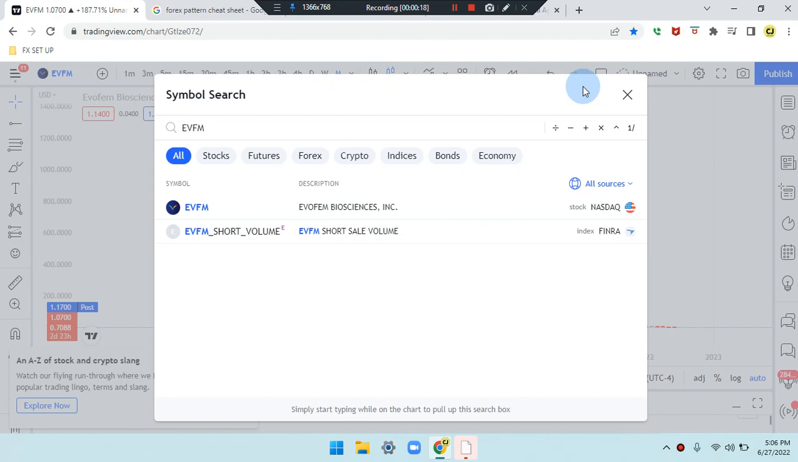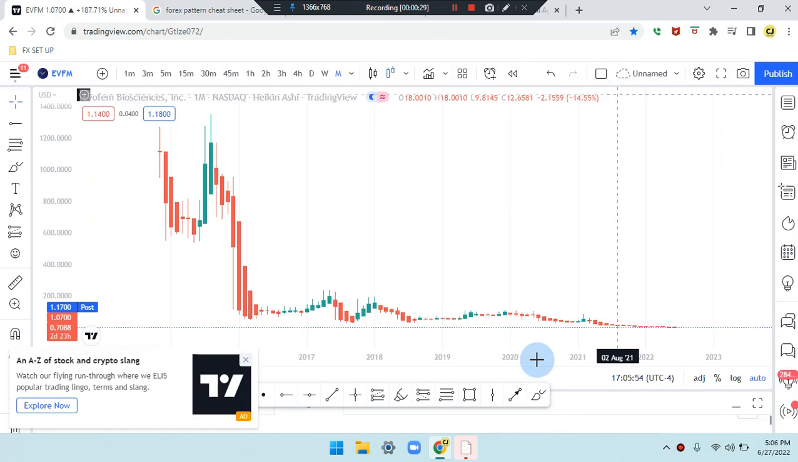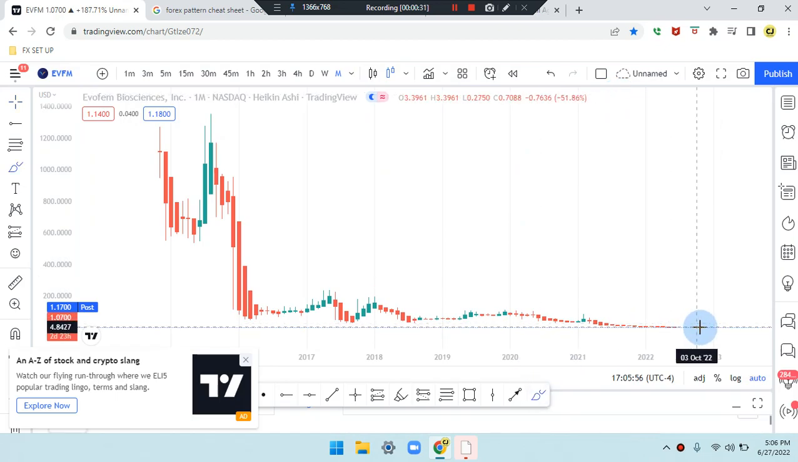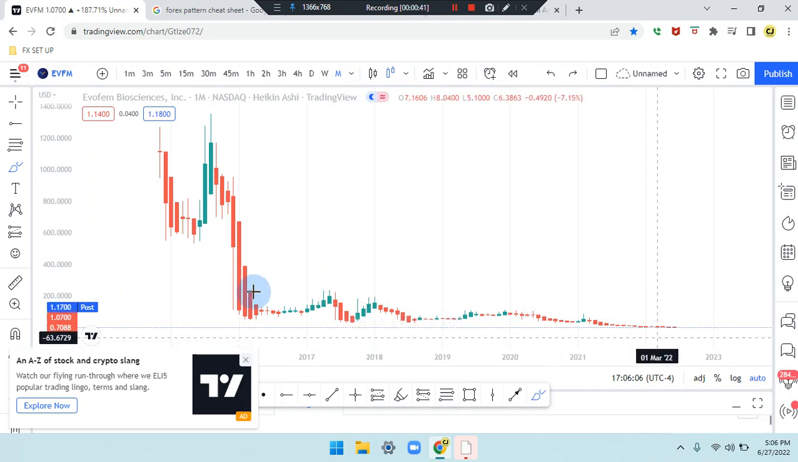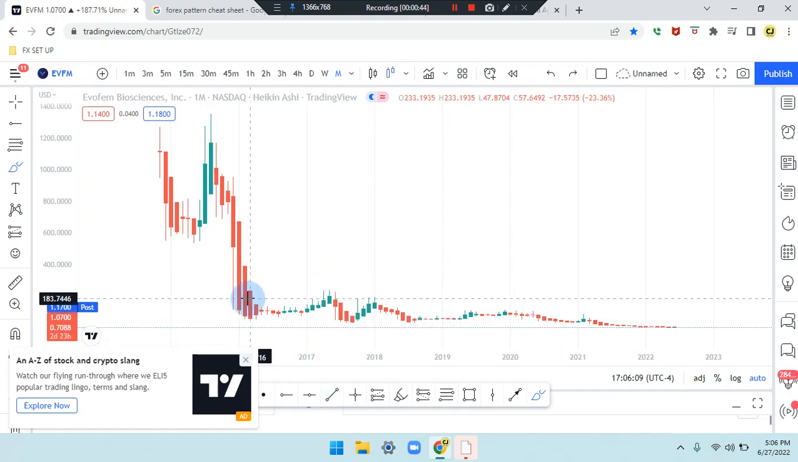Okay, everyone, this is Cam Jones, FX Daily Analysis, and we are marking up Evfm stock. We are on a monthly time frame, price action. The last candle in the market is a bearish candle. We've got to figure out what's going on in this area. Price is coming from a tight area of consolidation.